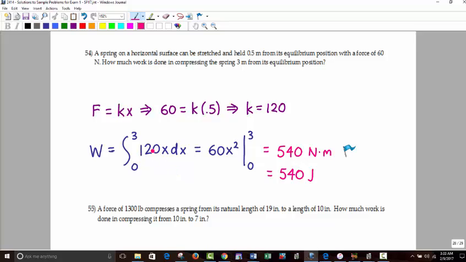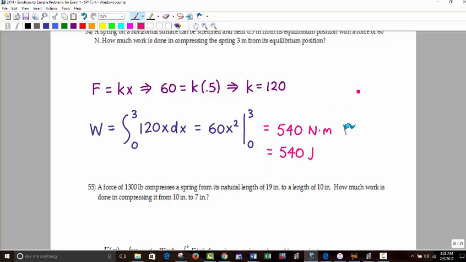The antiderivative of 120x will be 60x squared, and we're going from 0 to 3. Plug in, so 60 times 9 is 540 Newton meters, 540 joules.